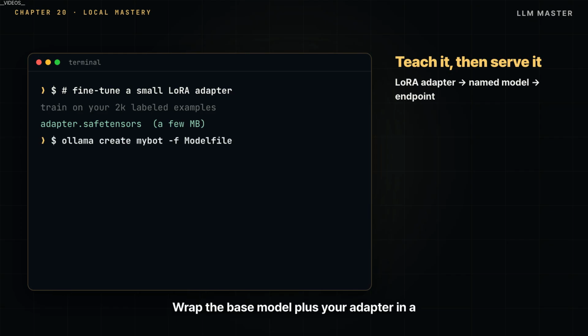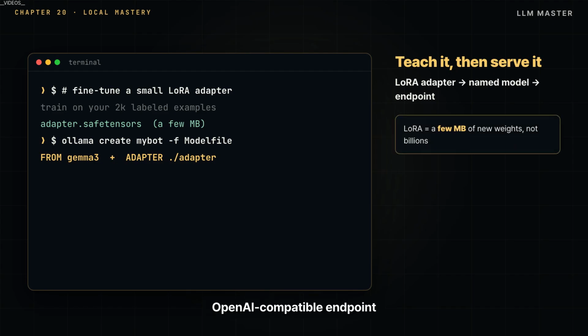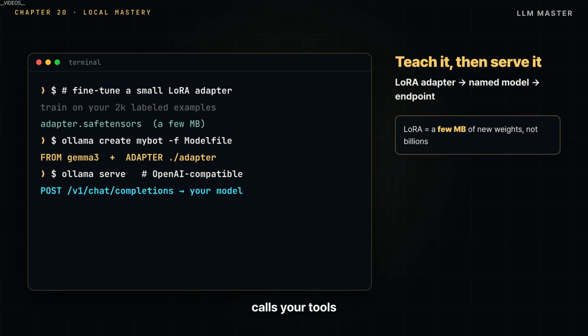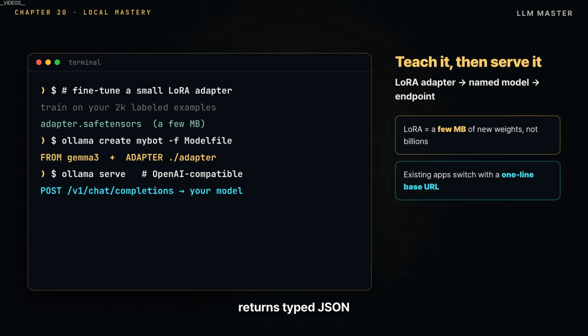Then you deploy. Wrap the base model plus your adapter in a model file, create a named model, and serve it. Ollama exposes an OpenAI-compatible endpoint, so anything that already speaks that API points at localhost with a one-line base URL change. Suddenly, you have a private, specialized model behind a standard interface, a small multimodal agent that reads images, calls your tools, returns typed JSON, and runs on a box you own. That's a real product surface, not a toy, and no one else ever sees the traffic.